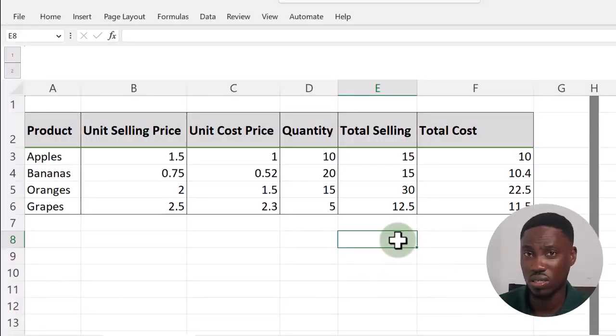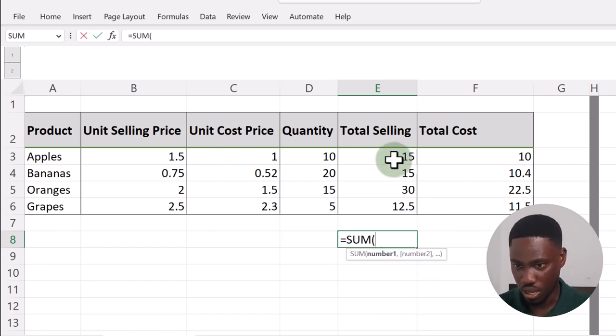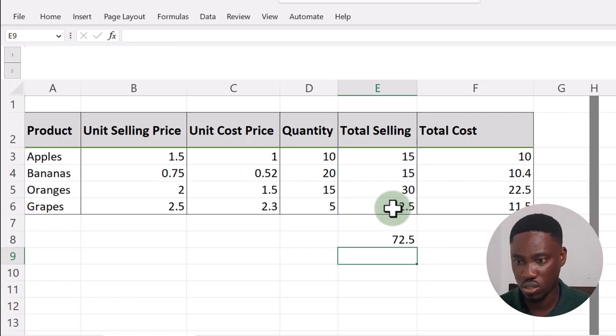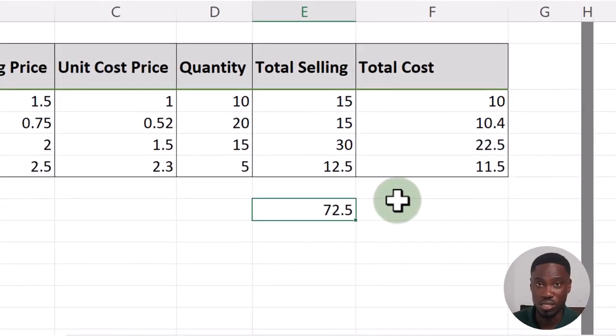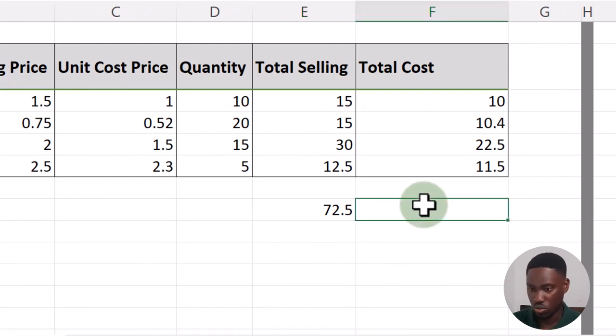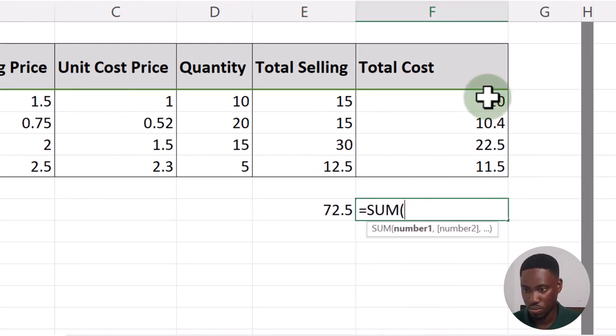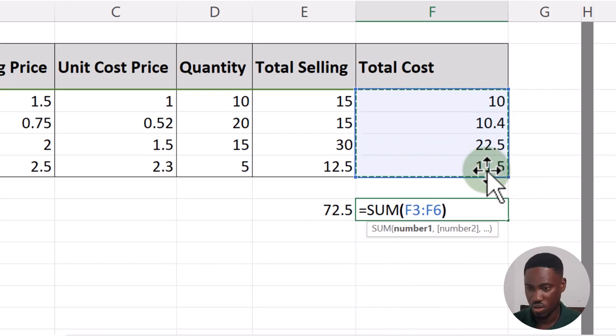Now I know you might be thinking, Isaac, this is quite inefficient. Of course it is inefficient. So instead of doing these calculations one by one like this, we can now use the sum function. So we'll do equal to sum, and then we'll simply drag from E3 to E6, bracket close. Gives us the same answer, more efficient. So now let's also do the same thing for the total cost. So we'll do sum, we drag over like this, and that's it, 54.4.